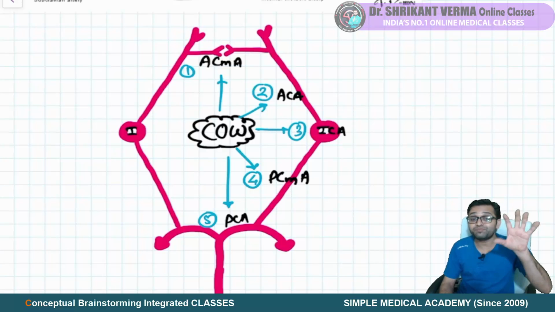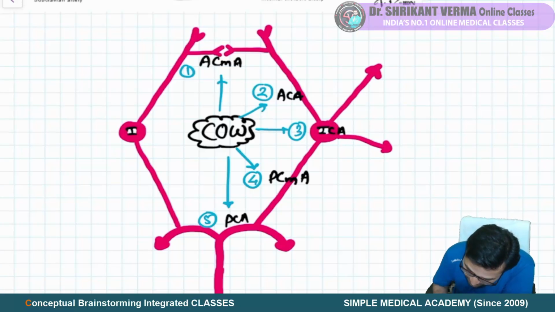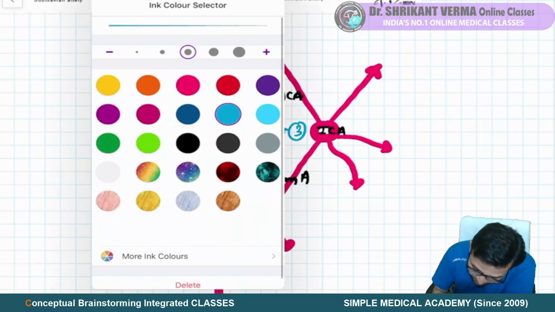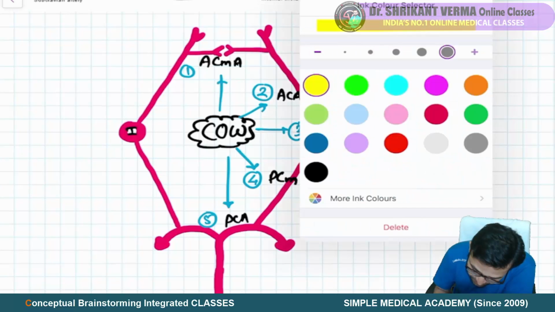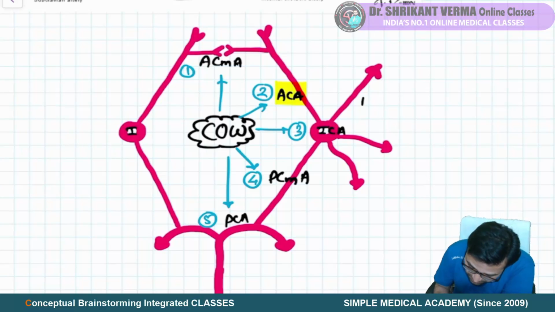I told you the 5 branches of the internal carotid artery. What are the 5 branches? You have to make a few more branches in this way. So this internal carotid artery is giving the 5 branches. What are the 5 branches? See here. First is the anterior cerebral artery. Another is here our ophthalmic artery, artery to the eye. Very important.